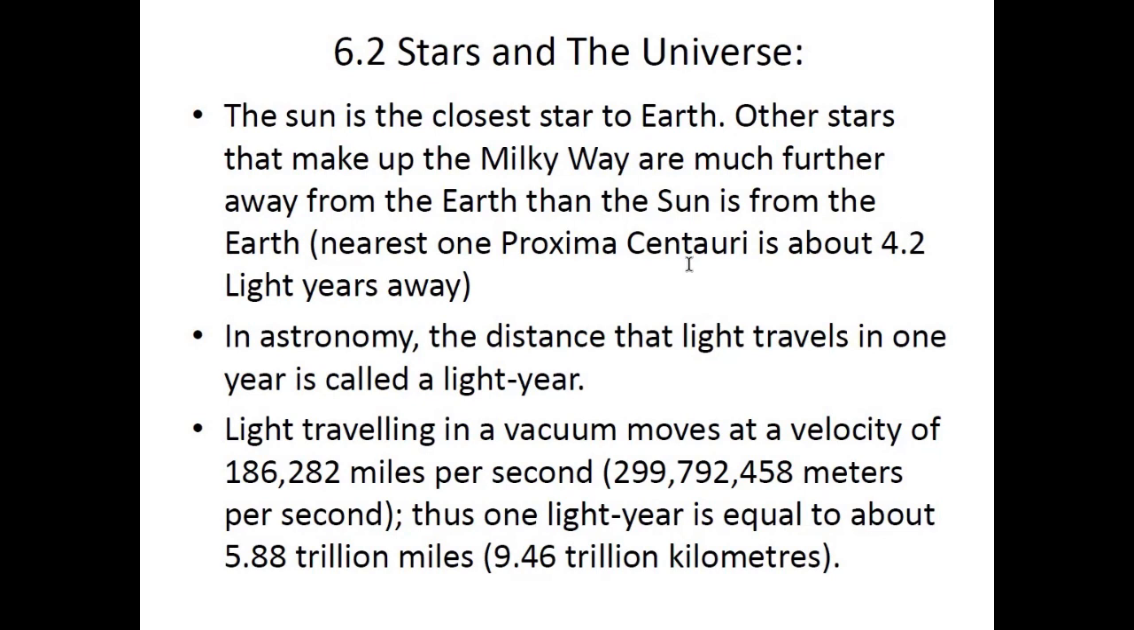That would be a very big number. So when you say that Proxima Centauri is about 4.2 light years away, that means the light from Proxima Centauri takes approximately 4.2 years to reach our planet Earth, and that is 9.46 multiplied by 4.2. That would be something like 39.73 trillion kilometers away.